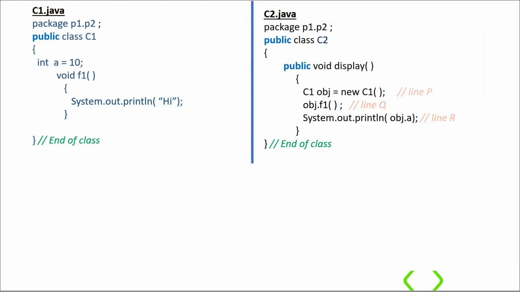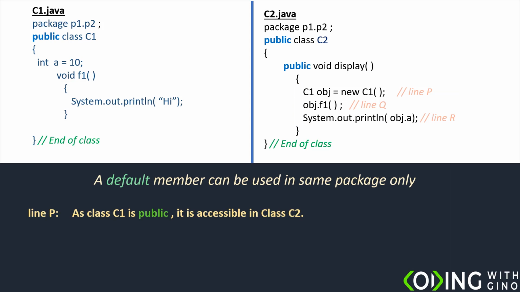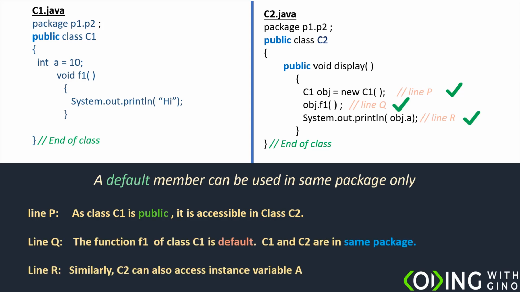Similar example again, but this time, no access specifier is mentioned for variable A and method F1 of class C1. So, they have the default access specifier. Are lines P, Q, and R valid? C1 is public, so it can be accessed everywhere as well as in C2. Line P is valid. Next, C2 tries to access instance variable A and function F1 of C1. They both have the default access specifier. Are C1 and C2 in the same package? Yes. Hence, lines Q and R work, okay?